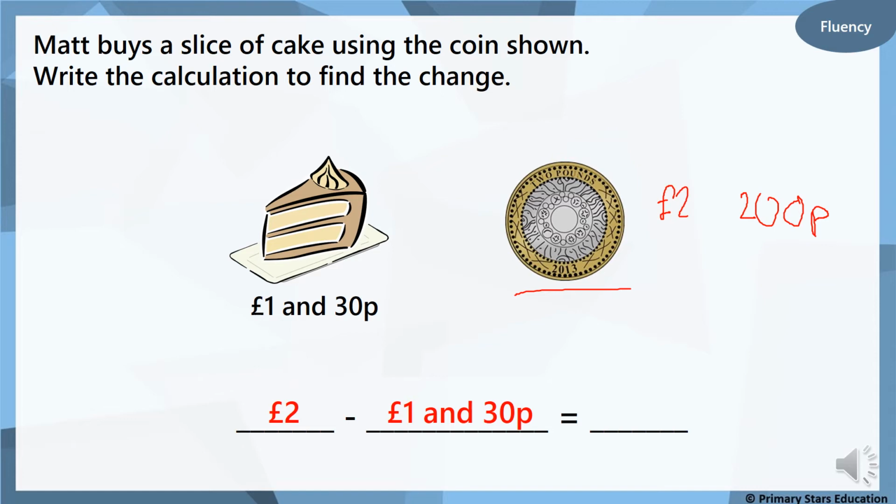So we could go £1.40, £1.50, £1.60, £1.70, £1.80, £1.90, £2. That would give 70 pence change.